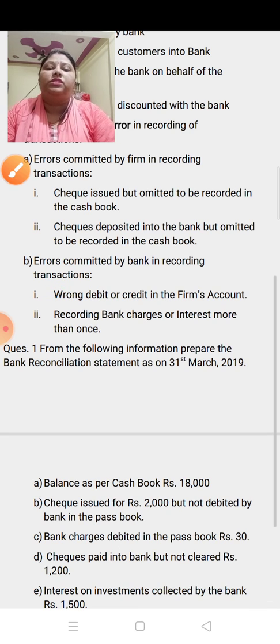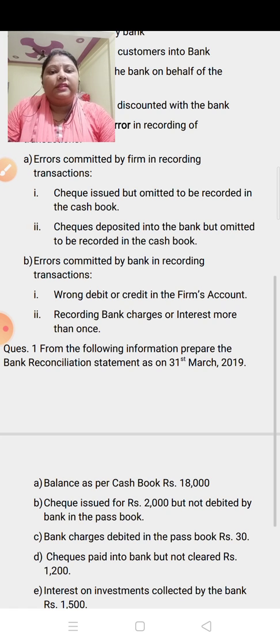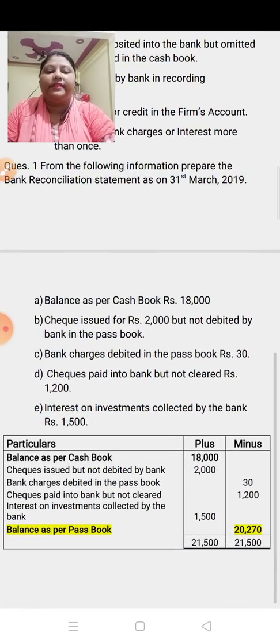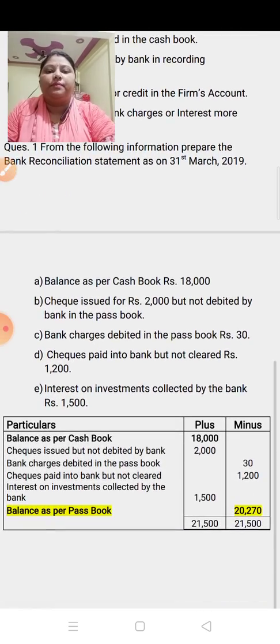Okay, so children, behind the differences there are three reasons. The first one is due to time gap. The second one is transactions recorded by bank only, not in the cash book. And the third one is error committed by firm or bank. Okay, so children, let us start the question.